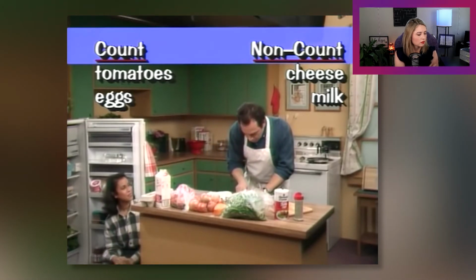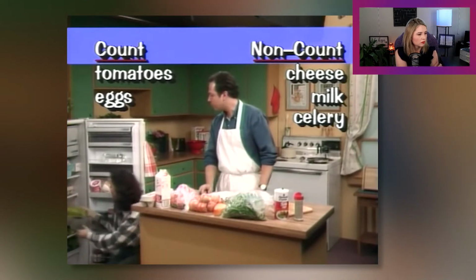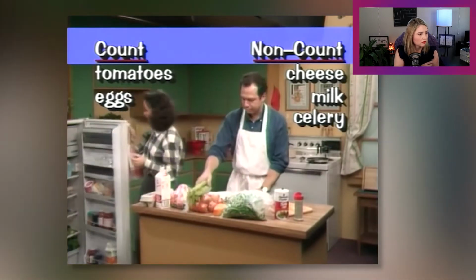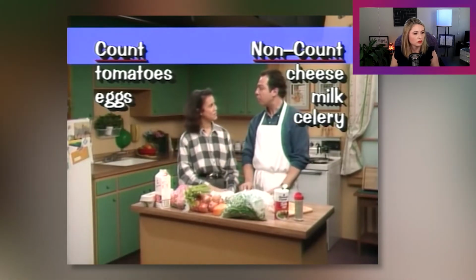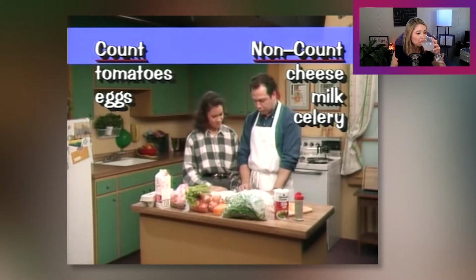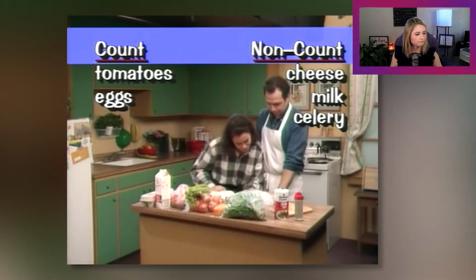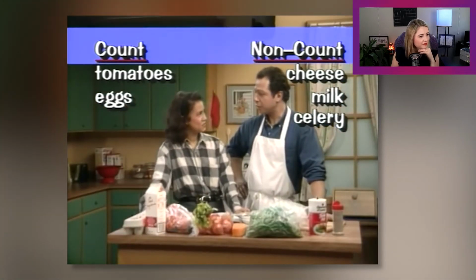Let me see. Oh yes, is there any celery? Yes. Here it is. What are you making? Count, non-count casserole. What? Count, non-count casserole. It's a recipe in this new cookbook. Here, take a look. It looks delicious. It's healthy, too. It's full of nutritious nouns.